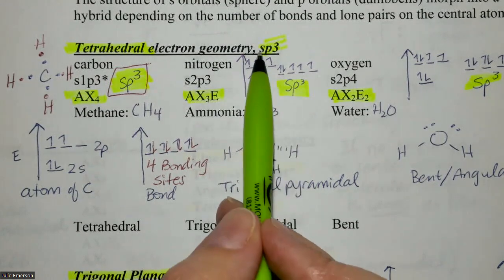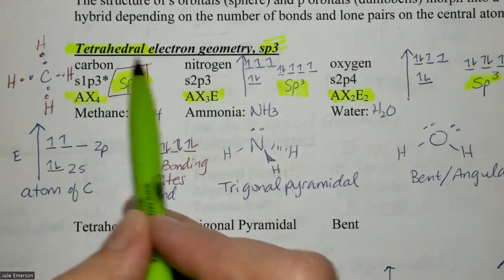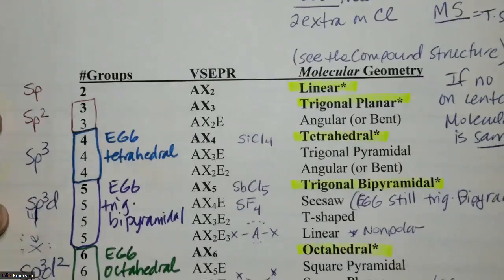So it turns out your orbital hybrid is directly linked to the electron group geometry. So remember when we were talking about the electron group geometry, there's only 5.